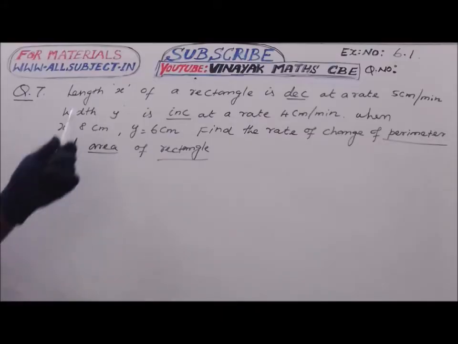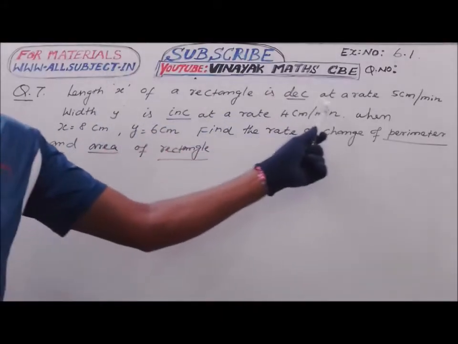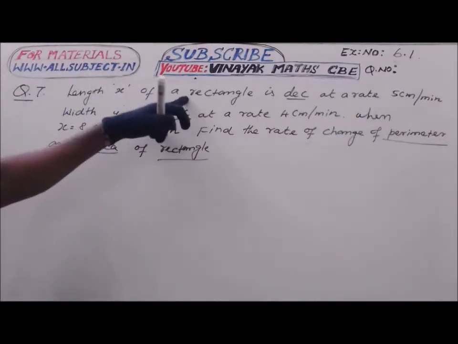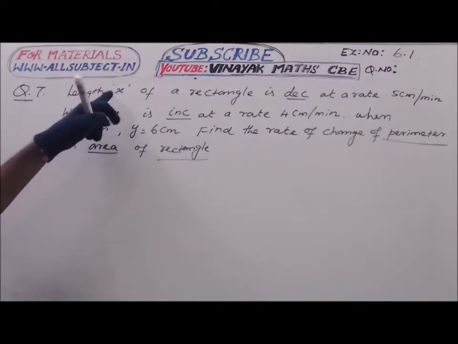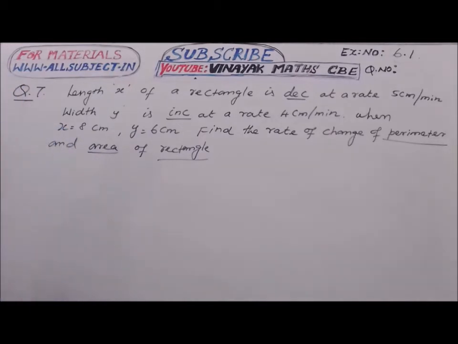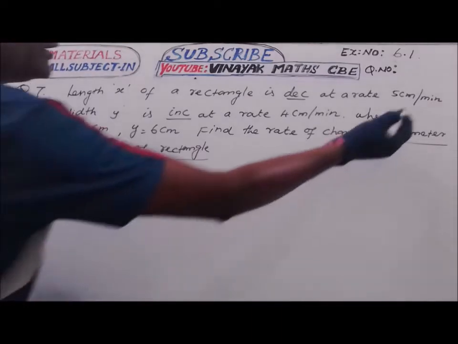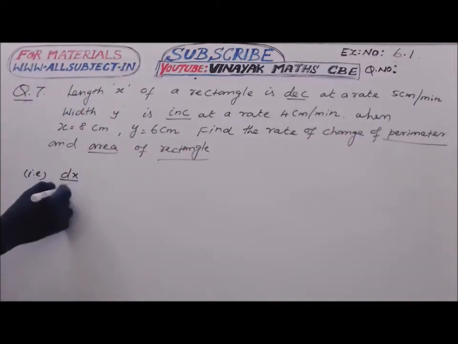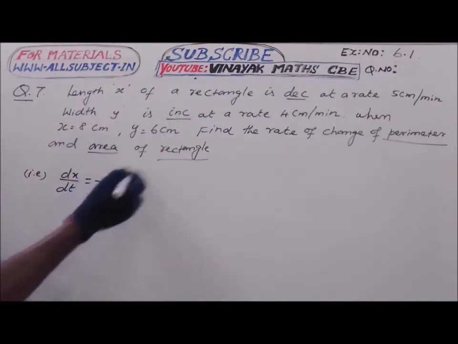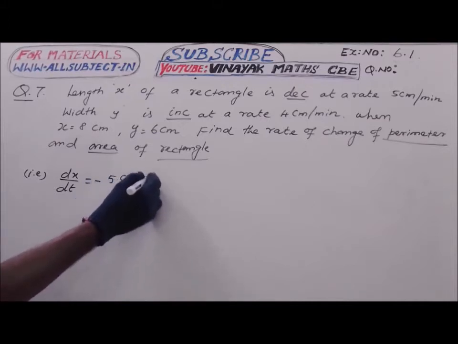Number 7. The length of a rectangle is decreasing at the rate of 5 cm per minute. Given length of rectangle x, decreasing at the rate of 5 cm per minute. That means dx by dt, because minute is taken with respect to time t, dx by dt equal to, decreasing means it has a negative sign, minus 5 cm per minute.